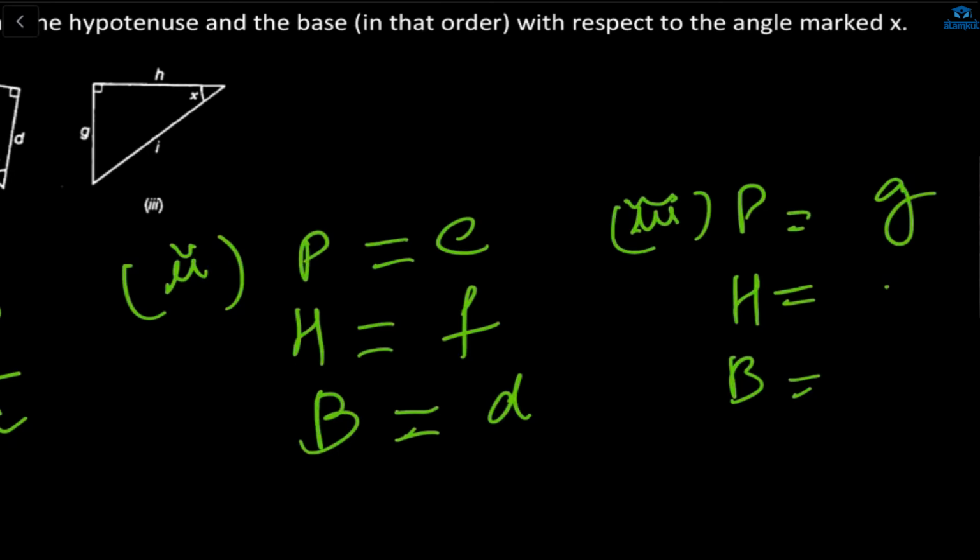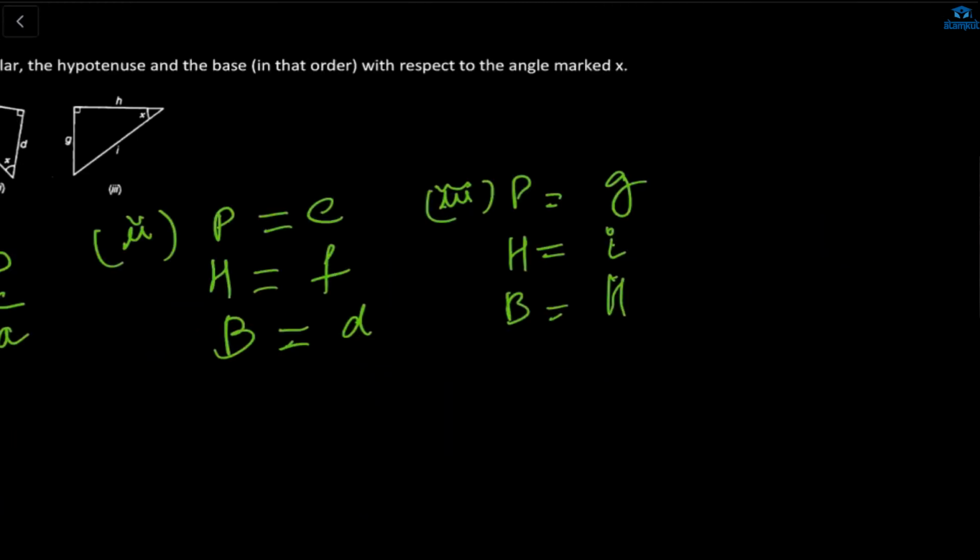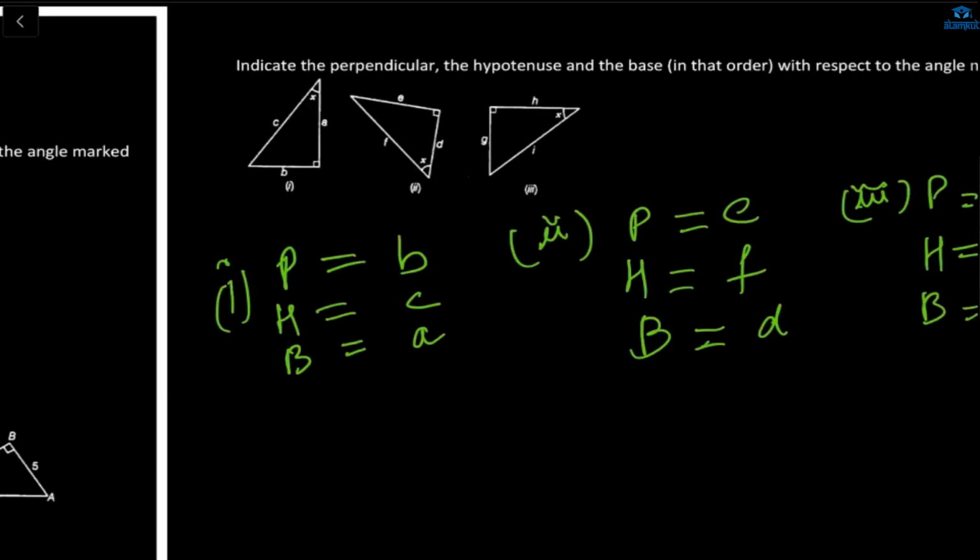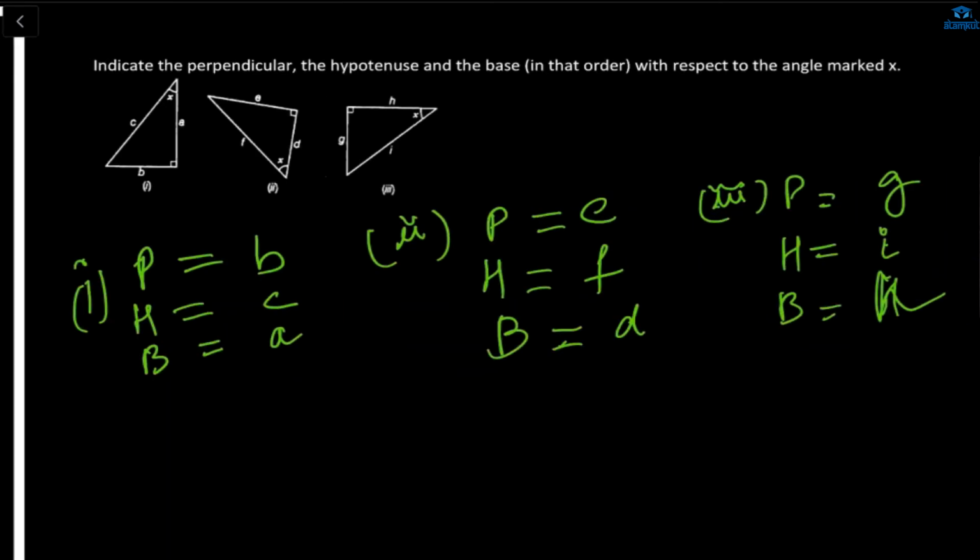Yeah, H will be I, and your base will be what? H. Yeah, very good. Okay. So I think everybody understood how to check what is the base, what is the hypotenuse, and which one is the perpendicular. Hypotenuse will remain the same, whichever acute angle you take in the right angle triangle. Only the base and perpendicular will differ.